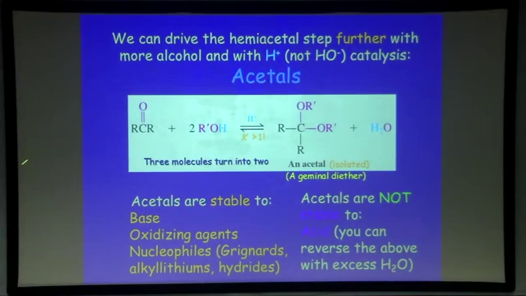With acidic water, now everything goes back to that side. So you're basically driving the equilibrium to the right with excess ROH, and to the left with excess water. Why is this good? Again, it's a protecting group strategy, because acetals are stable to base, they're stable to oxidizing agents, nucleophiles. They're stable to Grignards, alkyl lithium, hydride. So all the stuff that ordinary carbonyl compounds react with.